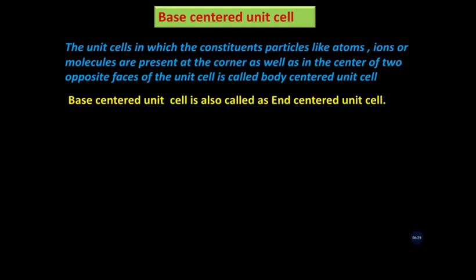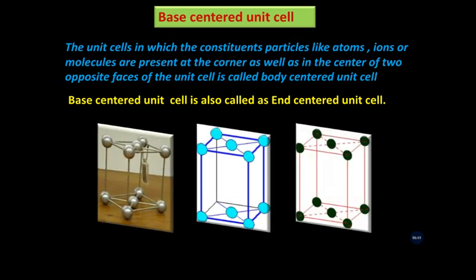The base-centered unit cell is also called an end-centered unit cell because 2 particles are present in the center of 2 opposite faces. As 8 atoms are present at the corners and 2 are in the center of opposite faces, the base-centered or end-centered unit cell is made up of 10 lattice points.